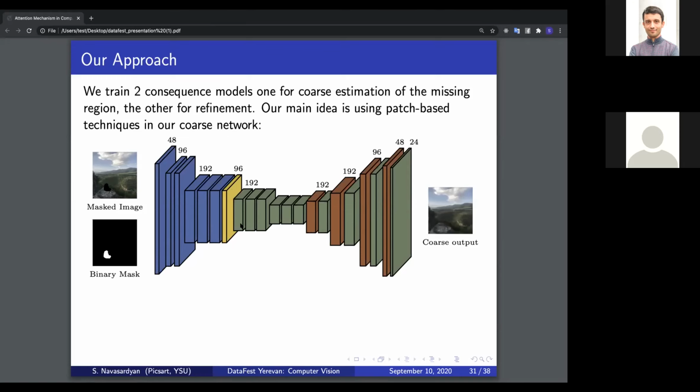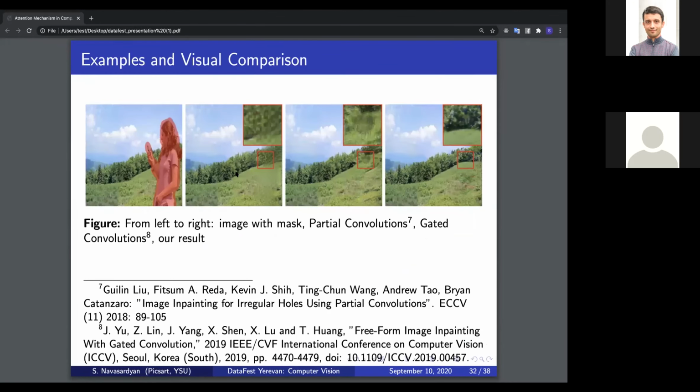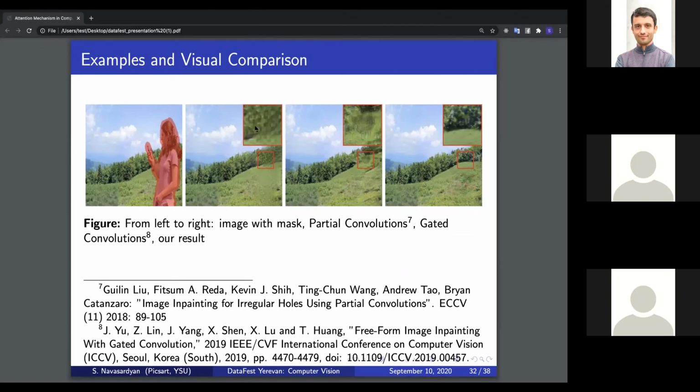Our module with patch level attention allows us to preserve structure continuities from the outside of the hole to the inside. Here are some comparisons and examples. Here we compare with two state-of-the-art methods, one with partial convolutions, the other with gated convolutions. As you can see here, partial convolution introduces some patterns.